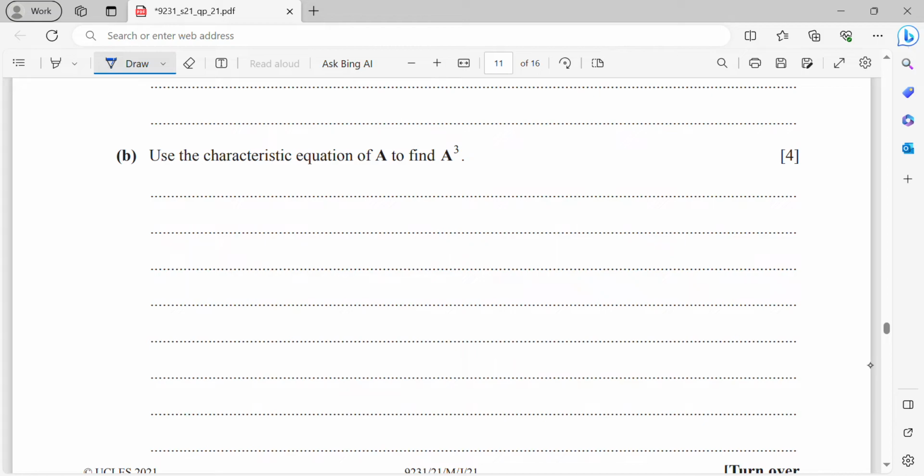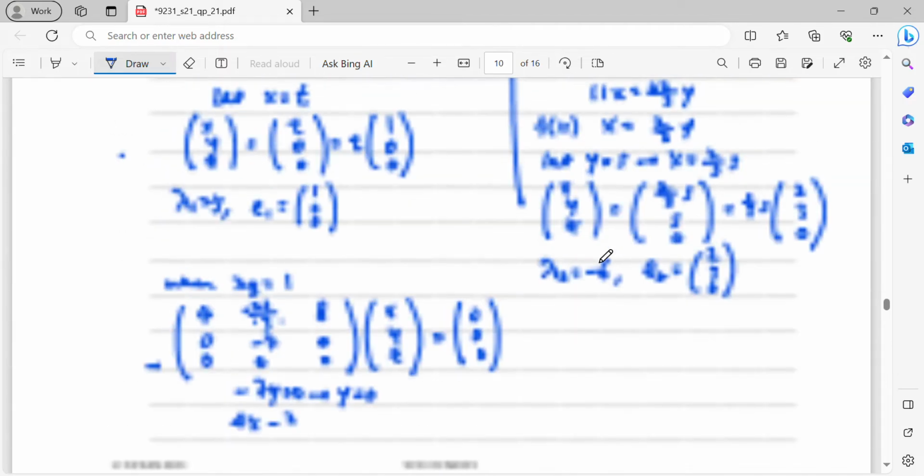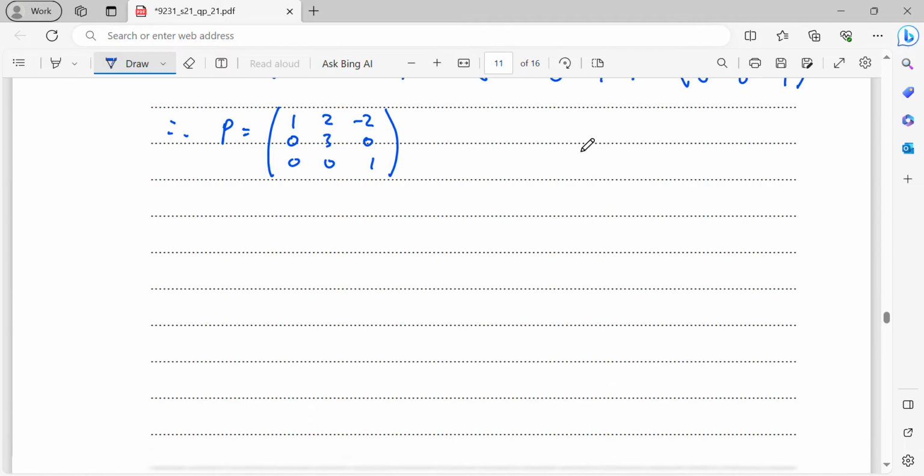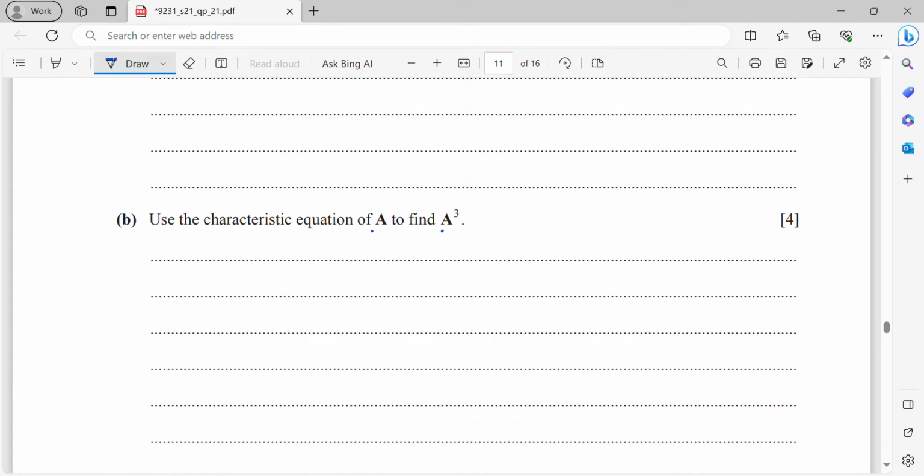Now, part B, use the characteristic equation of A to find A cubed. So for the characteristic equation, we have to refer to this step, and we have to do the expansion. So I will write down first 5 minus lambda, minus 6 minus lambda and 1 minus lambda equals to 0. So from here we do the expansion to get the polynomial.